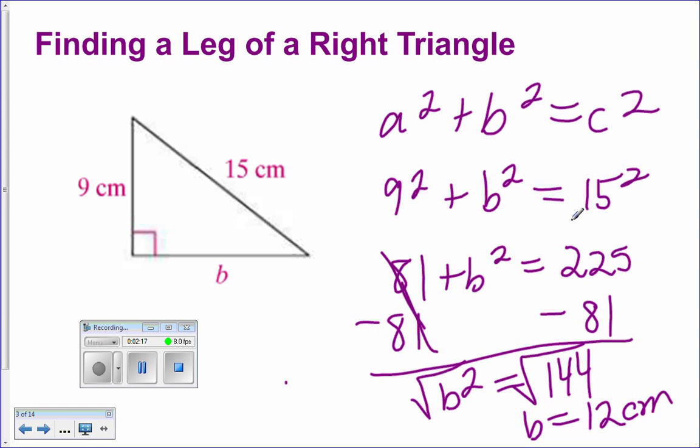So again, all of your work should be shown so that you can follow along step by step. So I had one leg, which was 9 squared. I didn't know my other leg, which was b squared, and I know the hypotenuse across from the right angle is 15 squared. 9 squared is 81. I don't know what b squared is. 15 squared is 225. Then I needed to get this 81 to the other side, so I used inverse operation. Opposite of adding, subtracting. What I do to this side, I have to do to this side. Brought down my b squared. Got 144, and then I take the opposite of squaring, which is the square root.